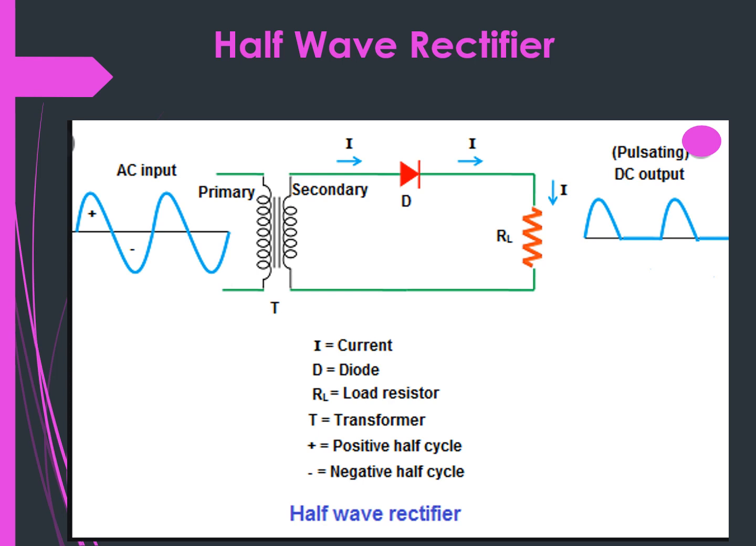The efficiency of the half wave rectifier with an ideal diode is only about 40.6%, which is very low. And why is it called a half wave rectifier? Since only half of the AC is rectified, that's why it is called the half wave rectifier.